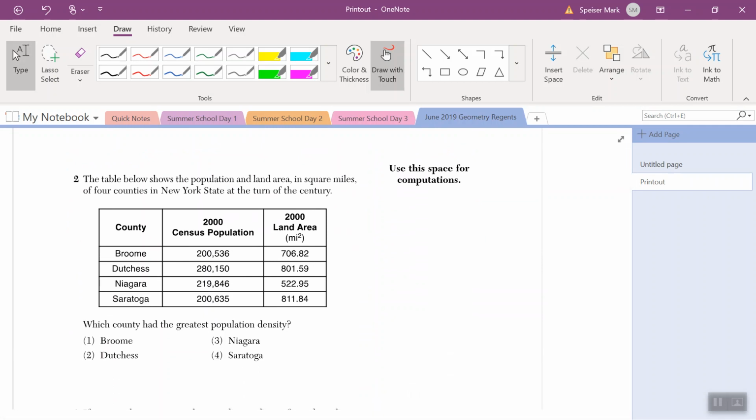The table below shows the population and land area in square miles of 4 counties in New York State at the turn of the century. Which county has the greatest population density? Well, this question requires you to find population density for all of them to find the greatest.